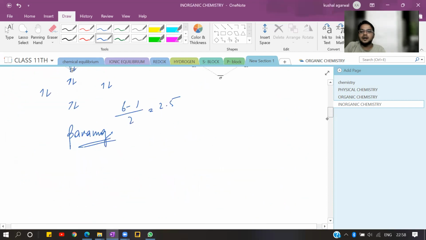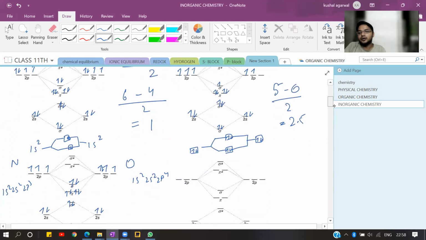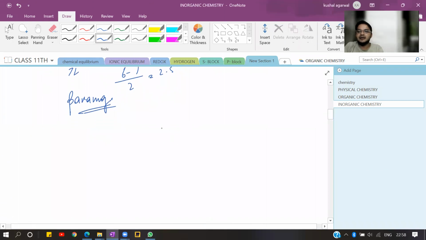One more thing for calculating the bond order. I said that I will tell you a trick. You just calculate the total number of electrons for the given species, say N2, NO, whatever. Say the total number of electrons is 14. In NO positive it is 14, in N2 it is 14. So for them the bond order is 3.